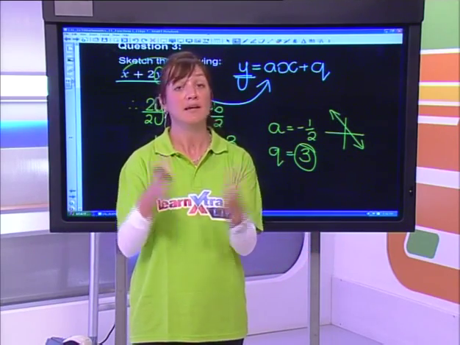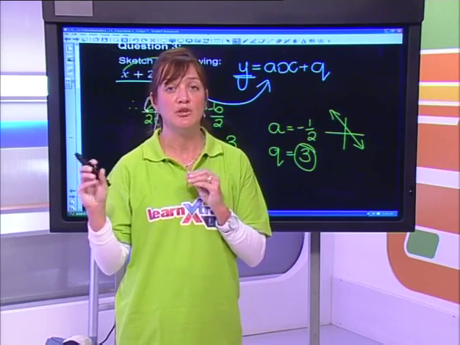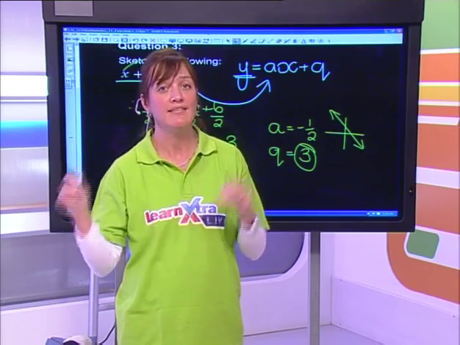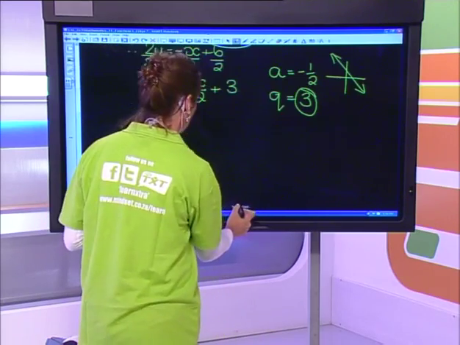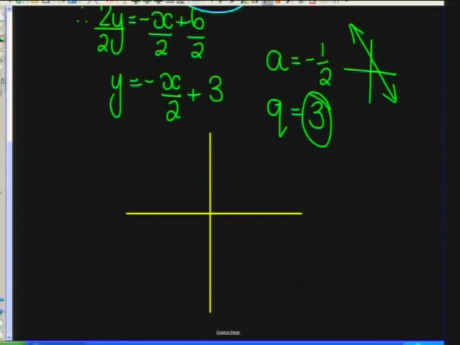I want you to use the method you are comfortable with. The one that I'm going to use is the dual intercept. I'm going to work out the x-intercept and the y-intercept and plot them. Okay, so we're going to have my x and my y-axis. All right, we should always label them correctly.